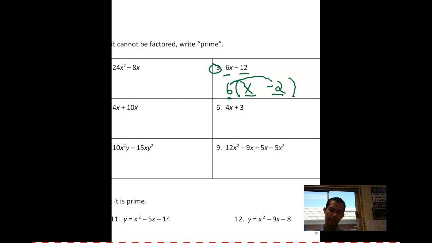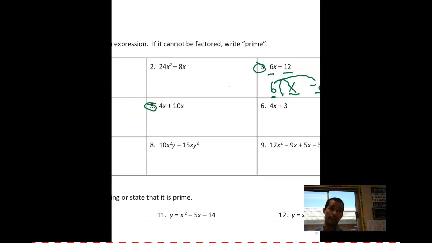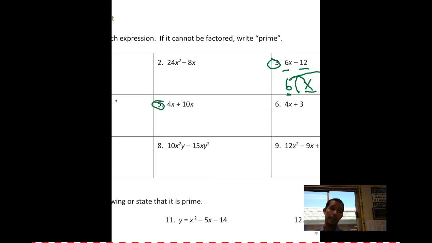Okay. Now I'm going to go to number 5. For number 5, again, if you're only taking out the GCF, the first step is to identify the numbers. So here I have 4 and 10. I can always simplify this first. 4x plus 10x, what's that? That's just 14x here. Okay. Is there anything left to do here?